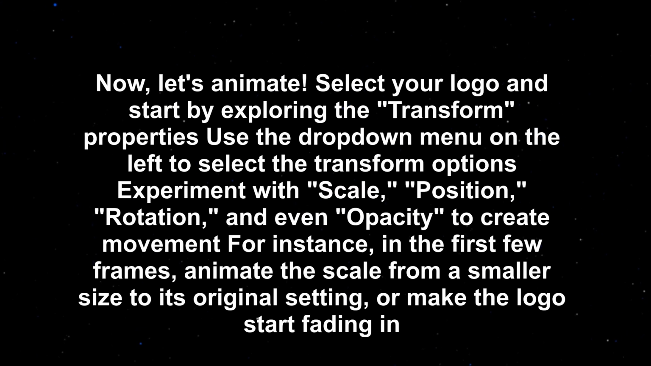Now, let's animate. Select your logo and start by exploring the transform properties. Use the drop-down menu on the left to select the transform options. Experiment with scale, position, rotation, and even opacity to create movement. For instance, in the first few frames, animate the scale from a smaller size to its original setting, or make the logo start fading in.